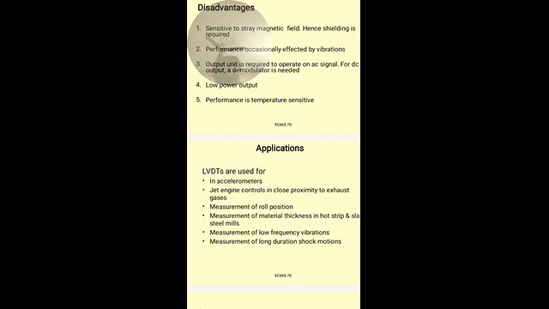To measure force, weight or pressure, we first need to convert the force into displacement. So the displacement is measured first, and then with the displacement we can find out the pressure.